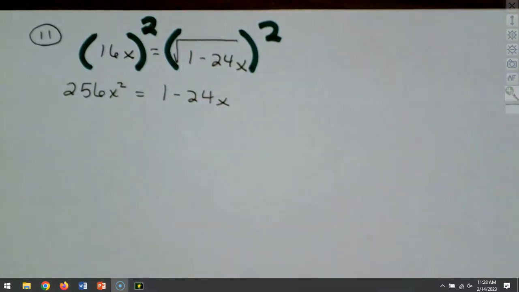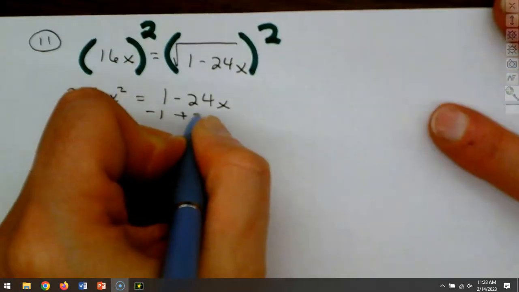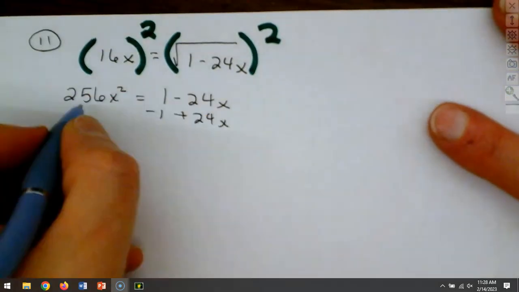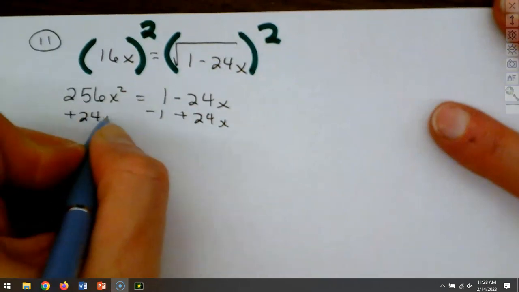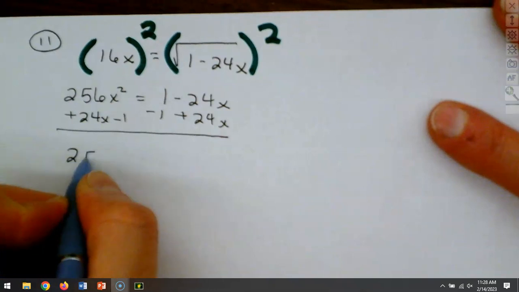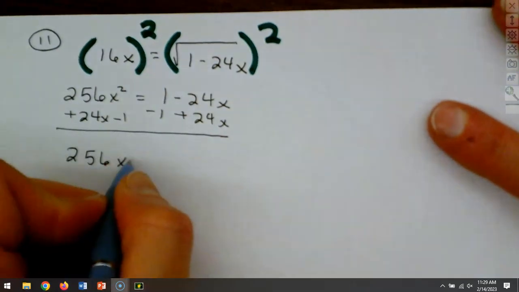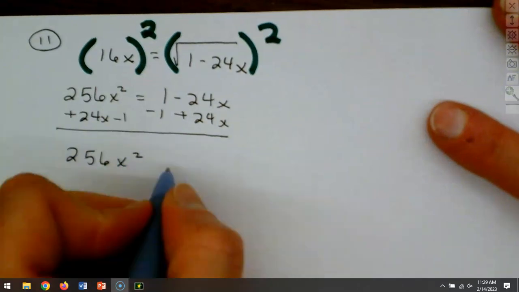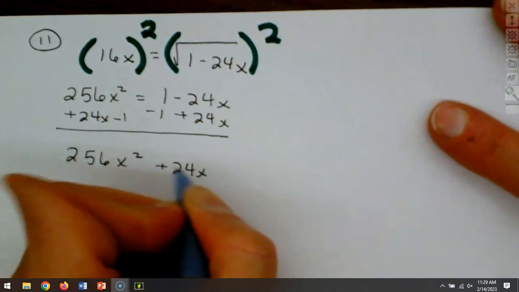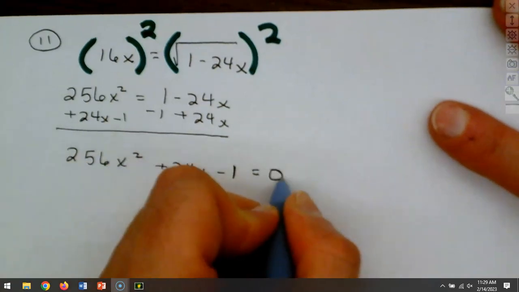Now, what are we going to do from here? Well, we need to go ahead and set this equal to what? 0. So let's do that. Watch your signs. A lot of times where students make a mistake is in the signs. So now we've got 256x squared plus 24x minus 1 equals 0.